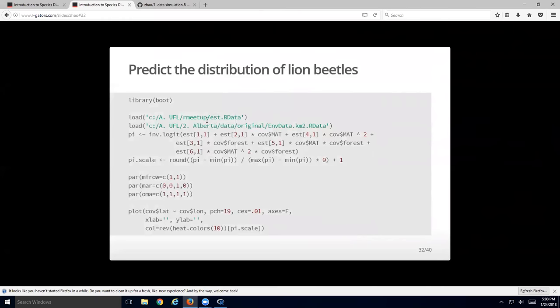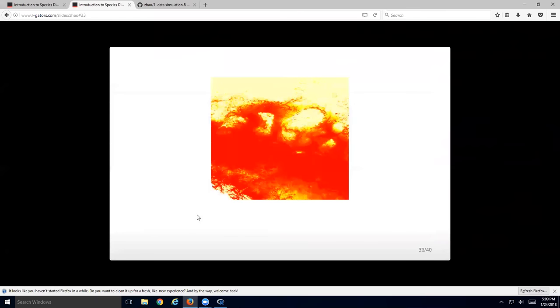So here I load some data for the covariates for the entire study area. Then I make predictions. You can see I use a formula here, and to make the graph, I also change the scale from 1 to 10 by using this line of code. Then I can use these heat colors here to make the graph, and you can see that's the predicted distribution, the occurrence probability of that species.